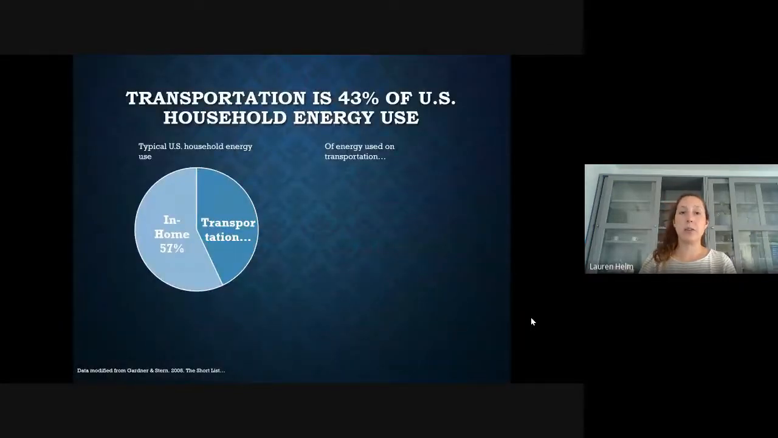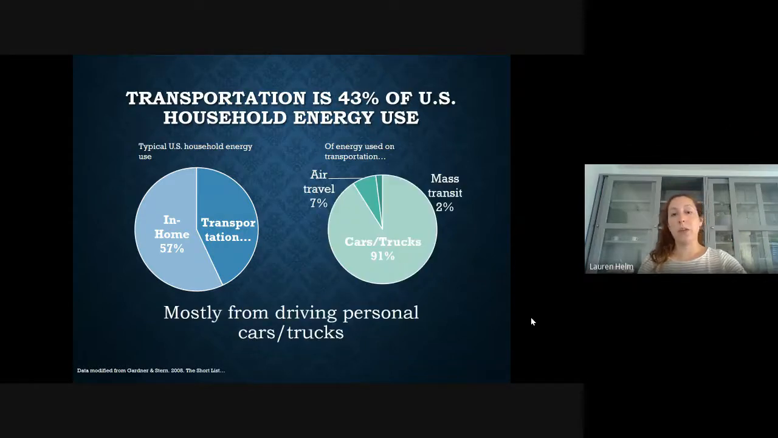So what I'd like to talk about now is where is all of our energy use? We're going to start looking and comparing what you thought about and what the data says. If we look at the typical household in the United States, at their total energy use, 57% of the energy is used to do things within the home, and 43% of the energy that each of us use is to transport ourselves around. What kind of transport are we doing?